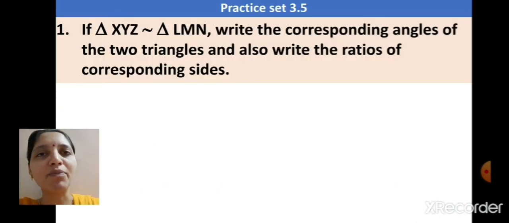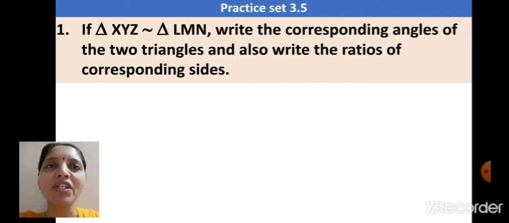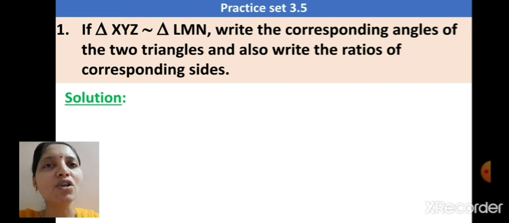Now let's start with the practice set. The question is, if triangle XYZ is similar to triangle LMN, write the corresponding angles of the two triangles and also write the ratios of corresponding sides. So what is the correspondence given? Vertex X corresponds to vertex L, vertex Y corresponds to vertex M, and vertex Z corresponds to vertex N. So accordingly you will write the corresponding angles and corresponding sides. So let's start with the solution.